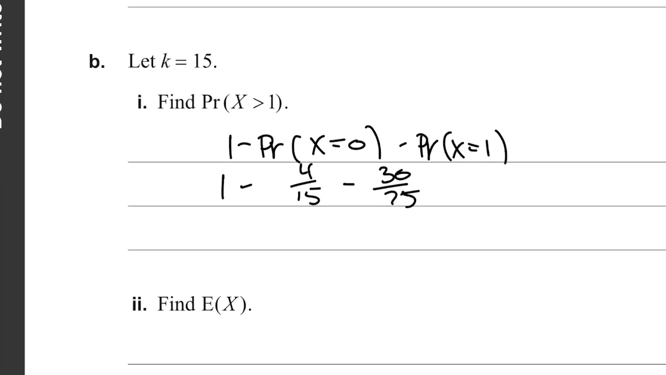From there we can simplify, so we'll have 1 minus 4 on 15 minus, divided by 5, so you'd have 6 on 15, yeah, so that's going to be 1 minus 10 on 15, so that's going to be 5 on 15, or a third.